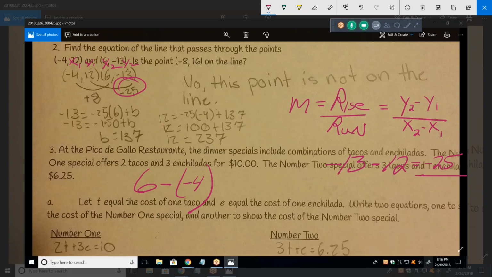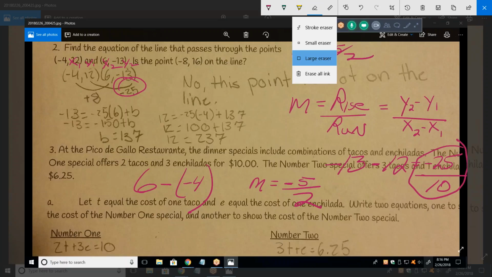So the run is 10. So the slope is minus 25 tenths, which is minus 5 halves. M equals minus 5 halves. You see how I got minus 5 halves from minus 25 tenths? Okay. Now that we have slope, let me write it up here. Slope equals minus 5 halves. And I'm going to erase everything else so we can finish the problem.